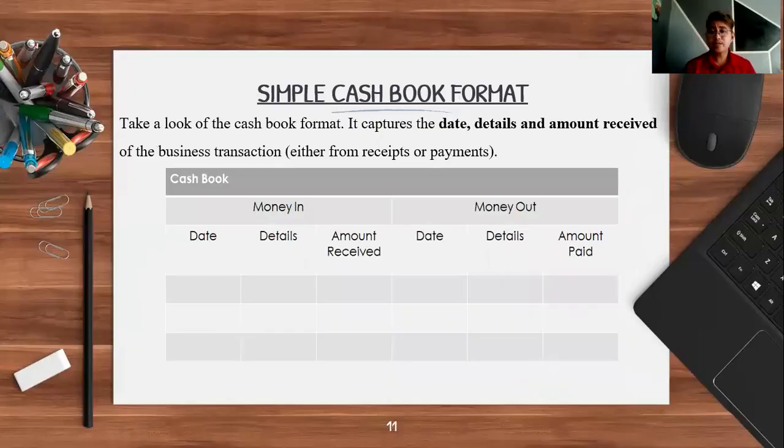So ito po yung example ng format ng isang cash book. Take a look at the cash book format. It captures the date, details, and amount received of the business transaction. So we have the money in and we have the money out. Dito, hinati sa dalawa, which is the money in and money out. Meron tayong date, the details, and the amount received. We also have, sa money out, the date, details, and amount paid.